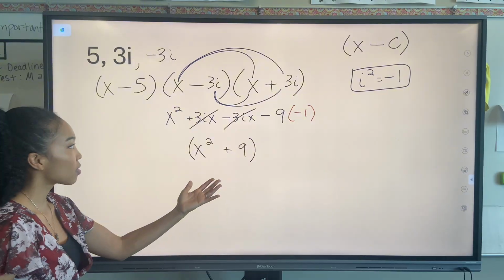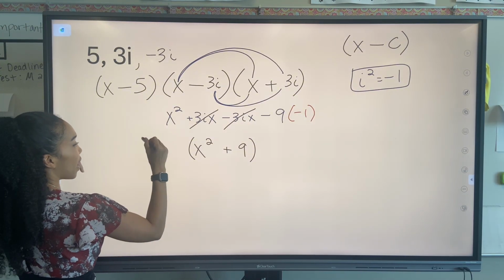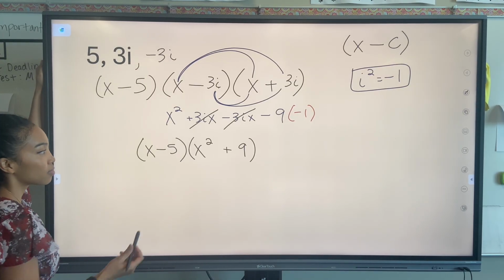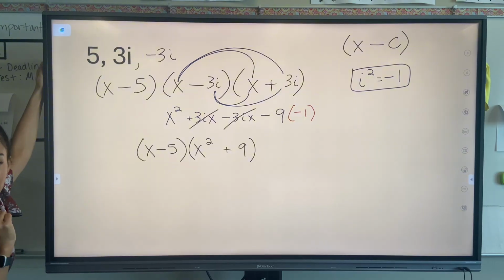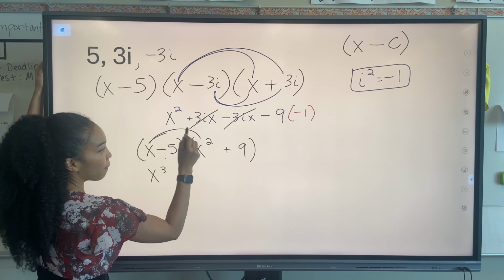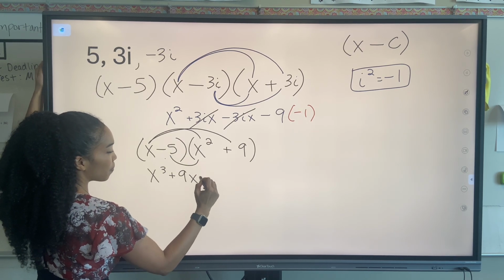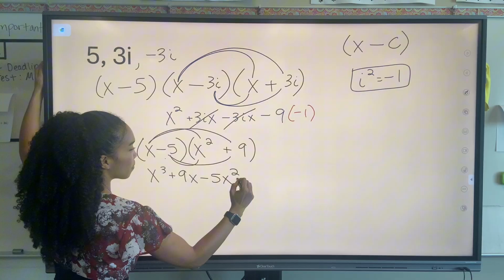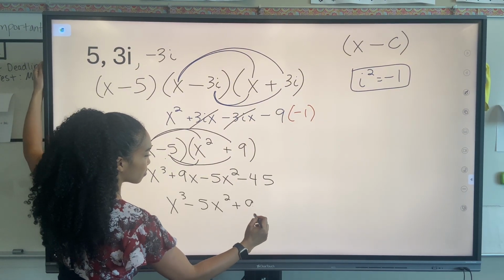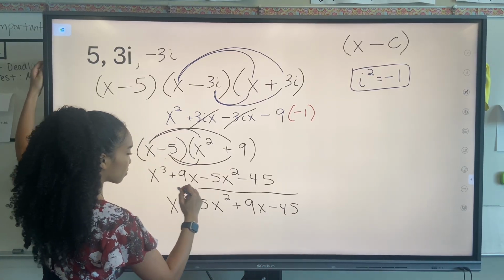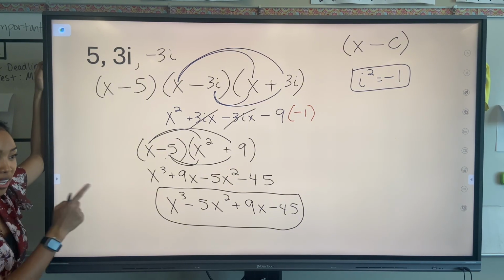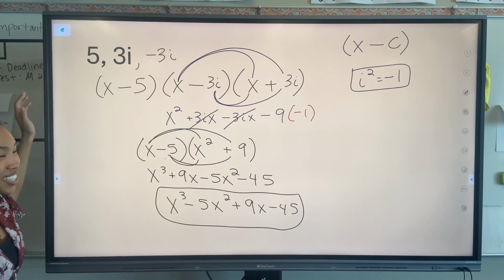Now we're going to bring down this third factor, x minus 5, and we're going to multiply. Go ahead and do this on your own. Look up when you have it. You're multiplying these two together. All right, pat yourself on the back if you got it right. Okay, nice. Good job, guys.